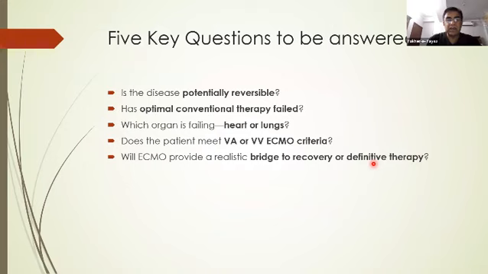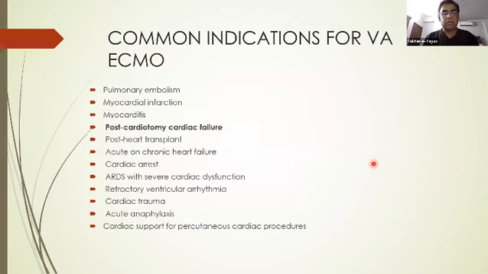So the first thing, the disease potentially should be reversible. Then optimal conventional therapy. So these are the 5 questions which we need to ask ourselves whenever we are making the decision to put the patient on ECMO. Which organ is failing, heart or lungs? Does the patient meet VA or VV ECMO criteria? And will ECMO provide a realistic bridge to recovery or definitive therapy? These are the 5 questions which we need to answer before putting the patient on ECMO.